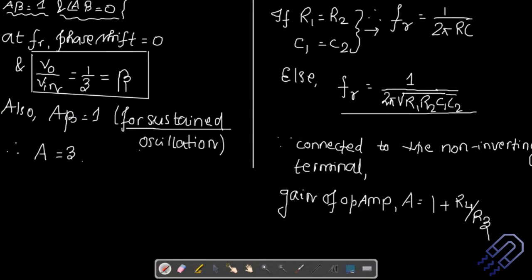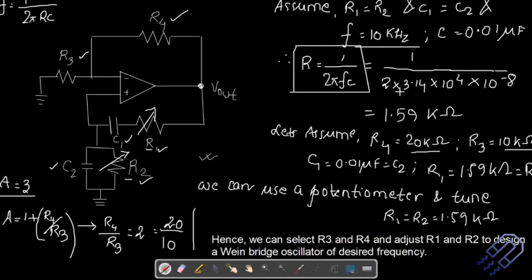That is the condition for sustained oscillation. We are connecting this 2RC circuit to the non-inverting terminal. If it is connected to the non-inverting terminal, the gain of the op-amp is 1 plus R4 divided by R3. So if A needs to be 3, the ratio of R4 to R3 must be equal to 2. This is what we have explained in the next graph.